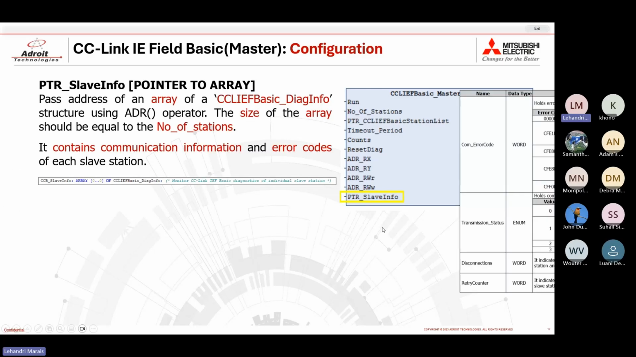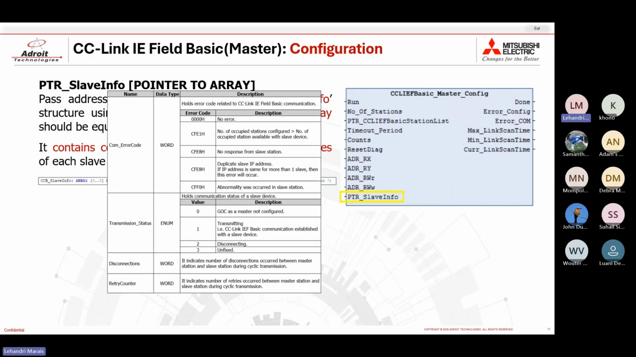You also have a communication error code, so it shows you whether there are duplicate IP addresses or no response from a slave station, and so on and so forth. You have transmission status, disconnections, and a retry counter as well. So yeah, this variable is very useful for troubleshooting at the end of the day.